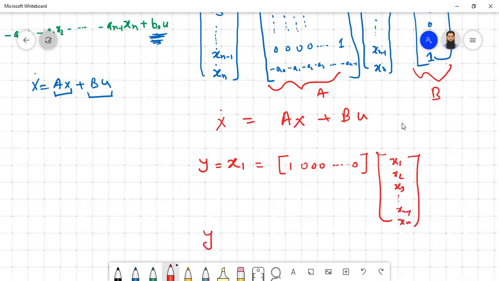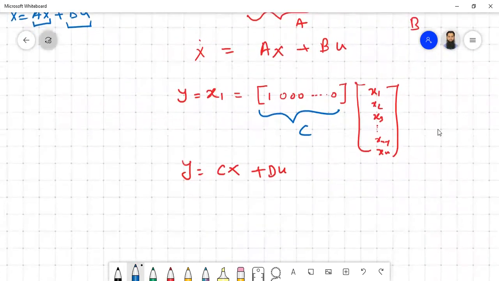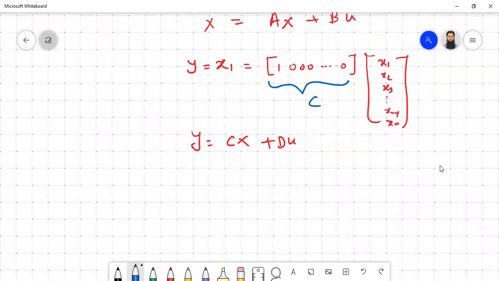So y equal to cx plus du, but there is no u in this case. So this is your c and this is your x. Okay, so this is the representation: the differential equation that is being converted into a state space representation in phase variable form.